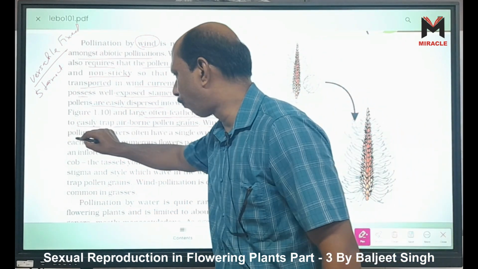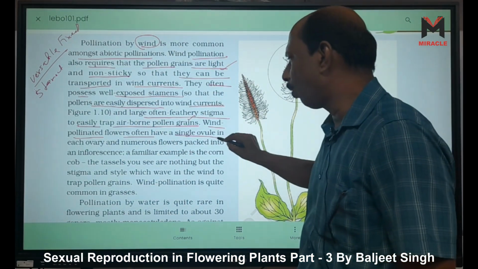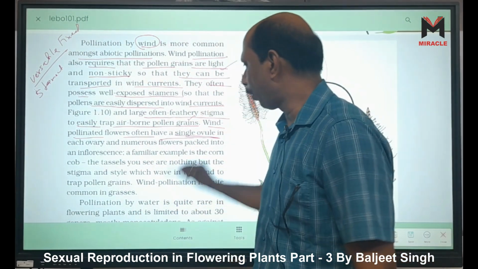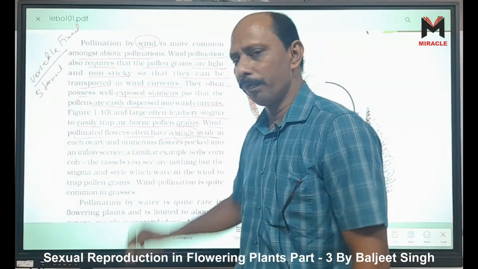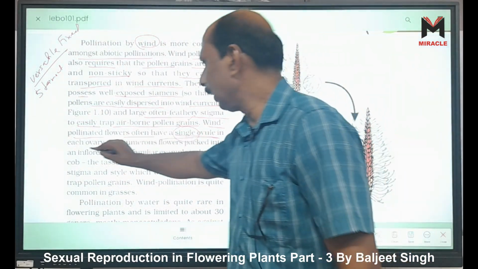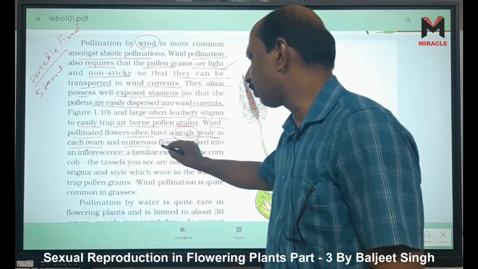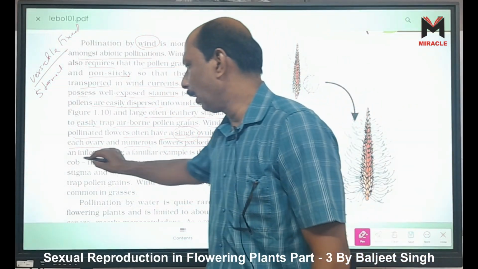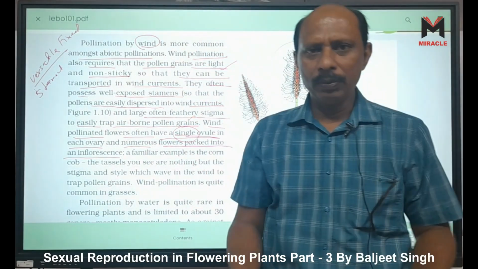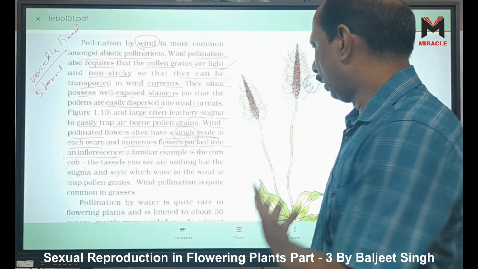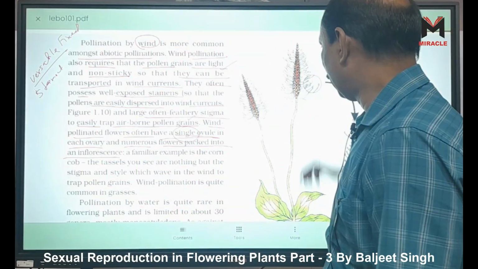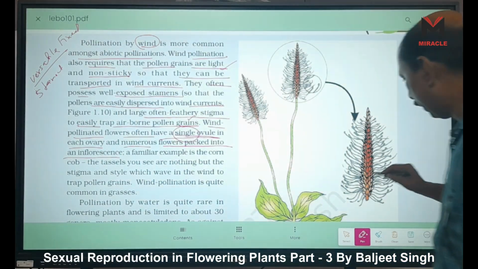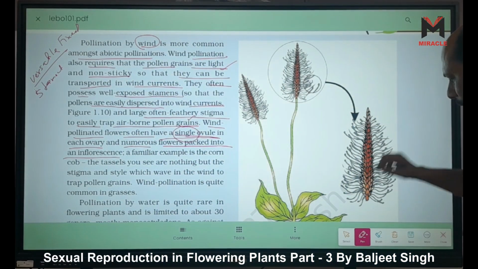Wind pollinated flowers often have a single ovule. That is very important. How many ovules are there? Single ovule, right? In each ovary, and numerous flowers packed into an inflorescence, we say. For example, the example given here is spathe type, right? These are female flowers and these are stigmas, right?